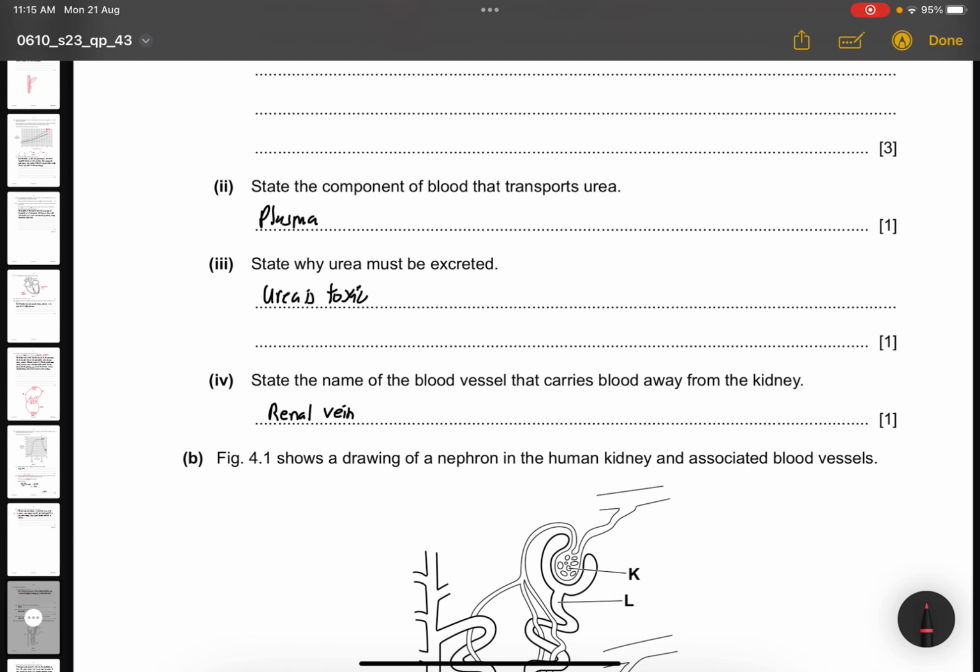Part 4. State the name of the blood vessel that carries blood away from the kidney. So this is a trick here. It's not blood away from the heart, but blood away from the kidney. So it's going back to the heart. So the only vein is the renal vein. Renal is a keyword for a vessel in the kidney.